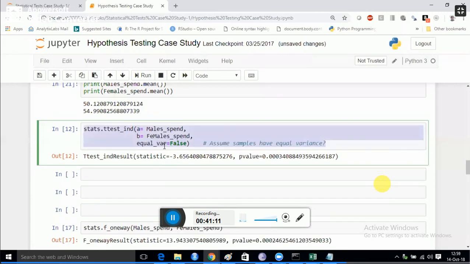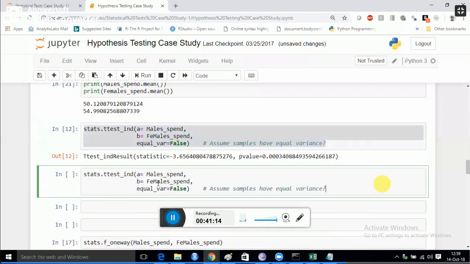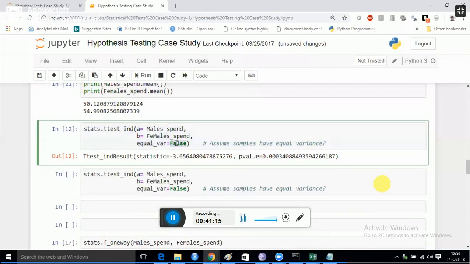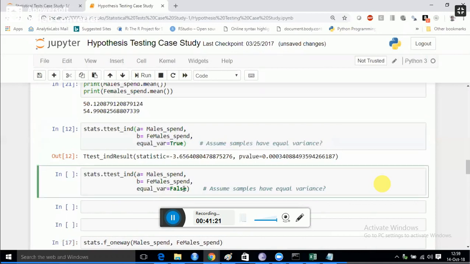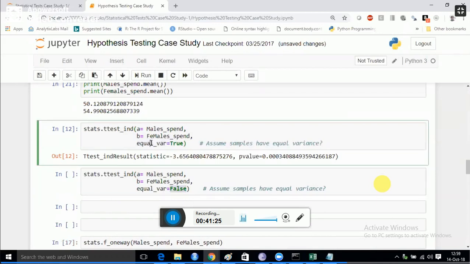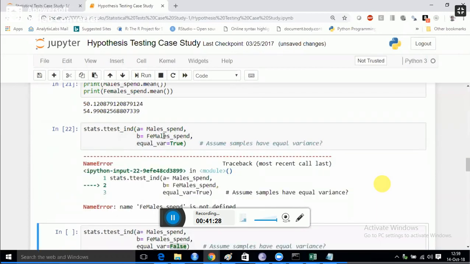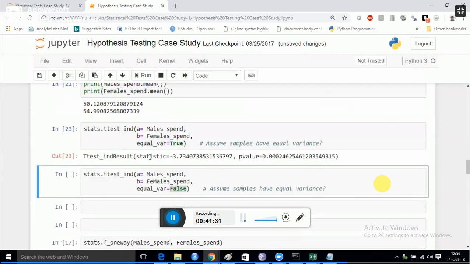To prove it, what I'll do is, I'll run both the tests. First, I'll assume equal variance is equal to true. Both are having equal variance. Next, I'll run the same test where I'm saying equal variance is equal to false. Now, please look at it, everyone, carefully. This and this.